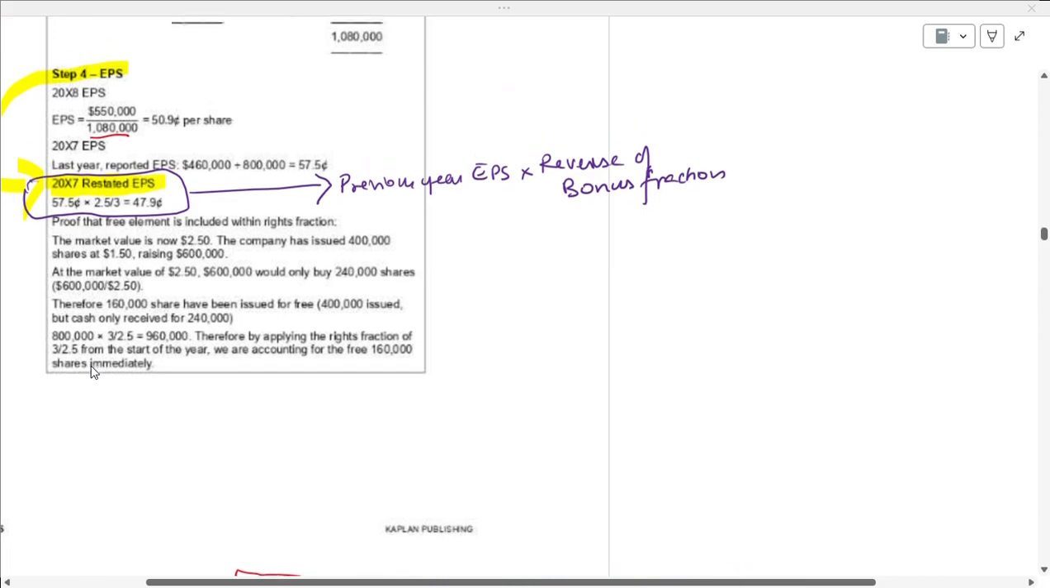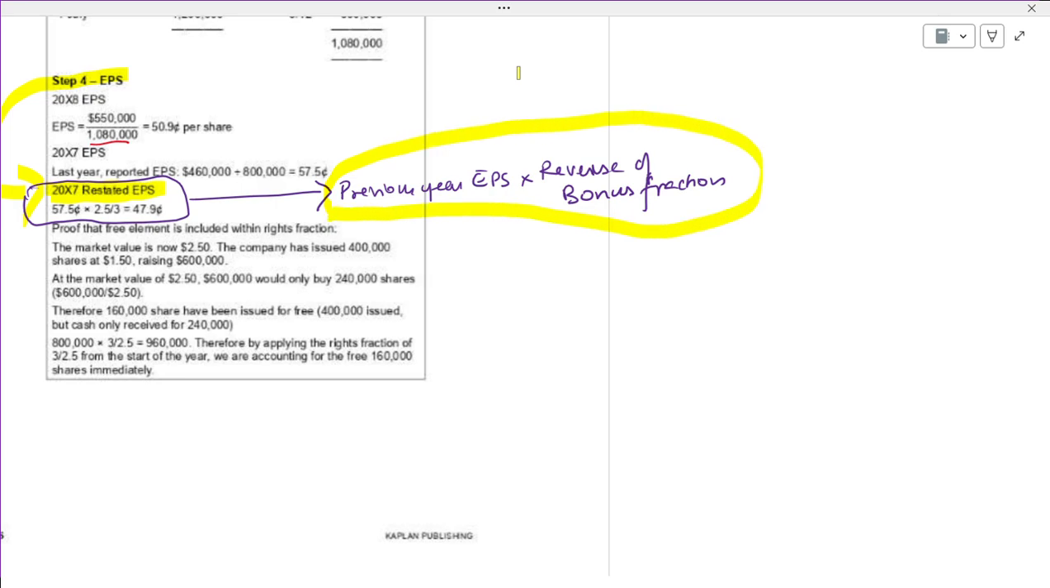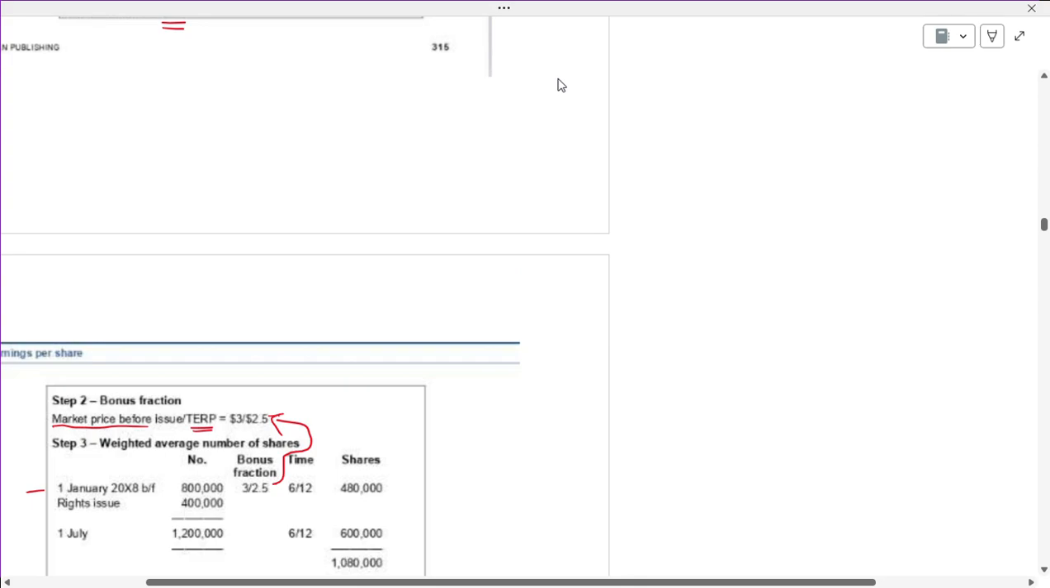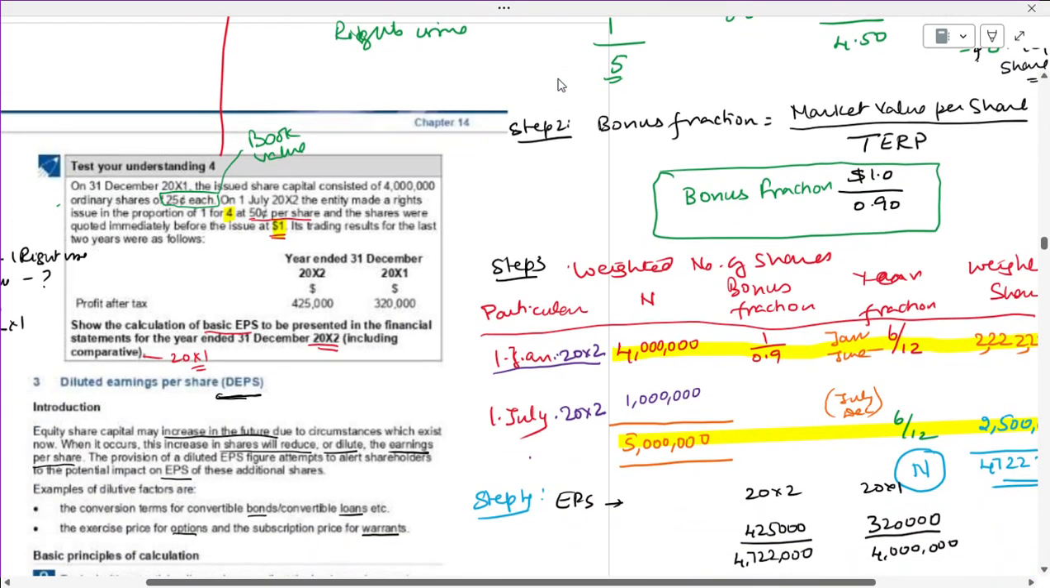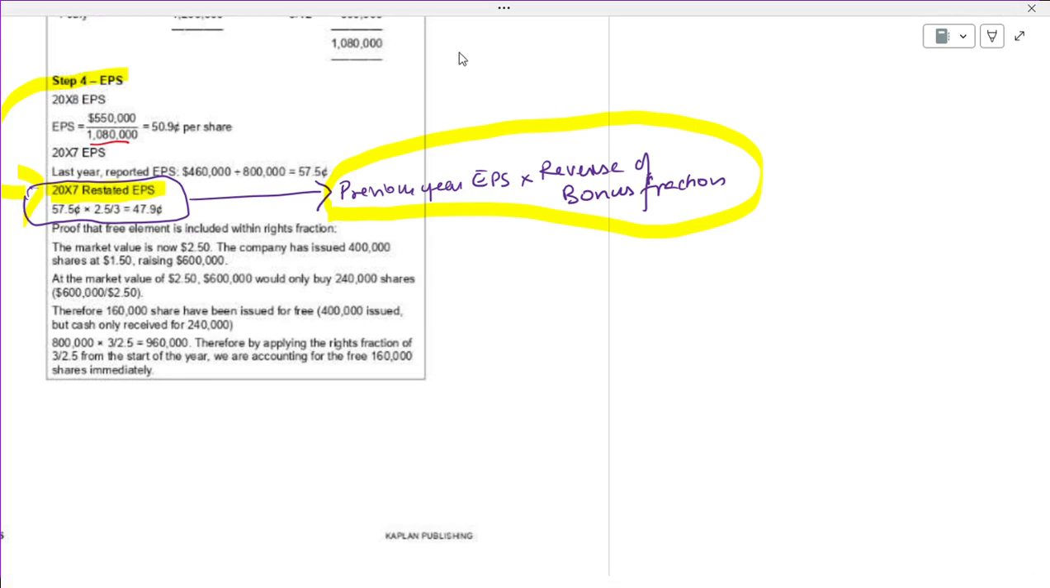I can write, but here you see the thing. Restated EPS 2007: last year reported EPS multiplied by reverse of bonus fraction. Are you clear about this? It is on page number 317. No, 316. Okay, page number 316. I will write here, page number 316.